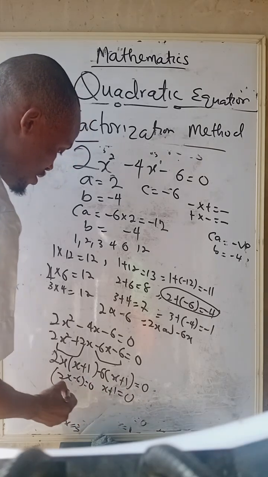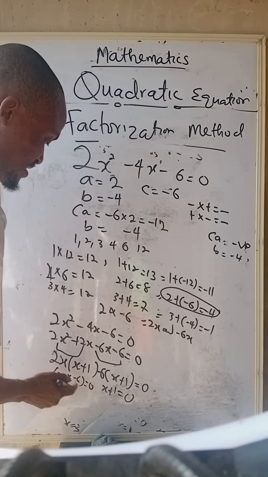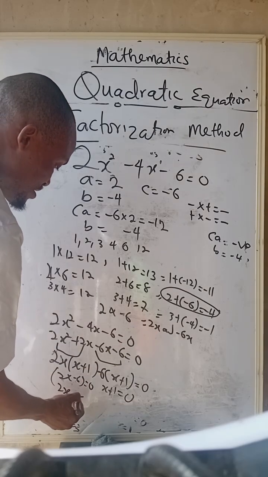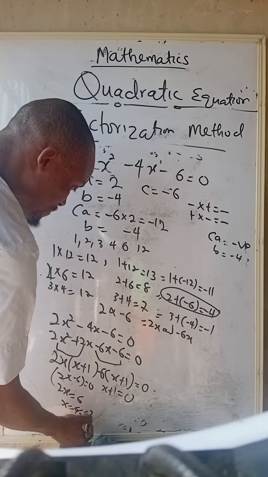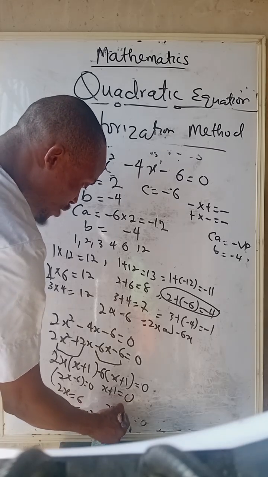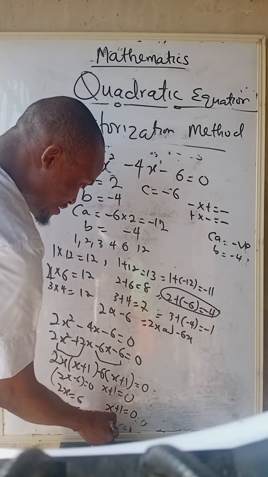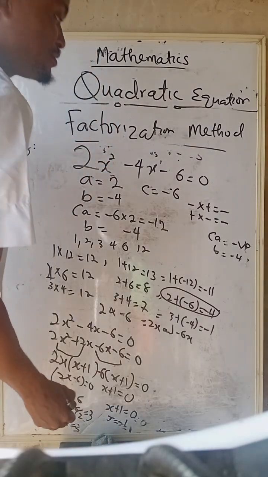or x plus 1 equals 0. So for 2x minus 6 equals 0, we take this negative to the other side and it becomes 6. We are going to have x equals 6 over 2, which is 3. Also, x plus 1 equals 0, so x equals -1. Thank you.